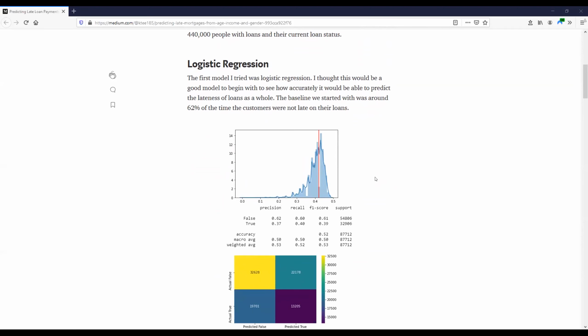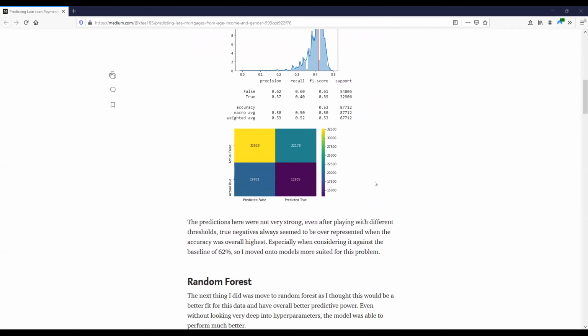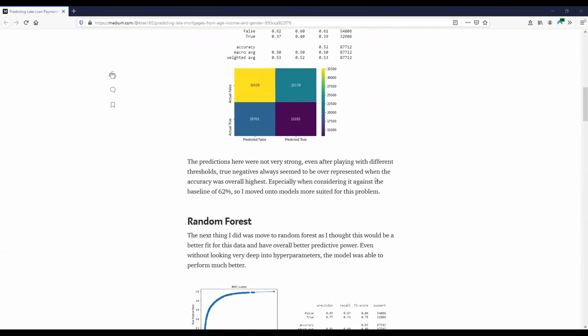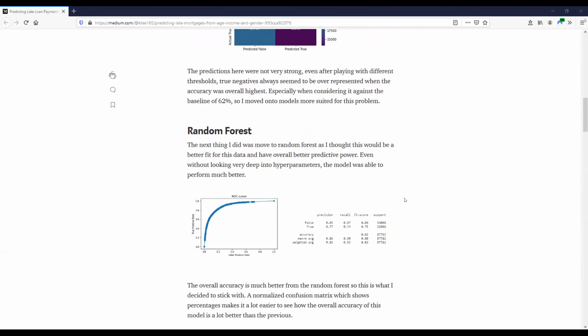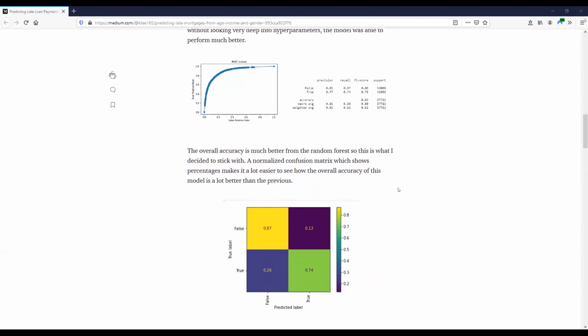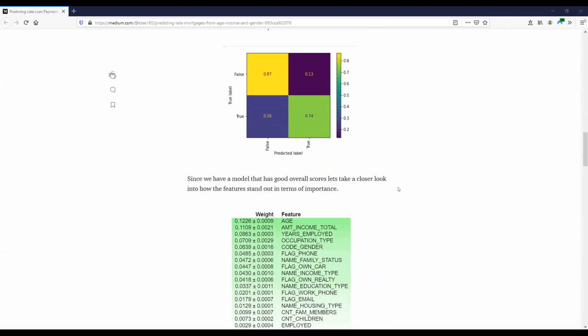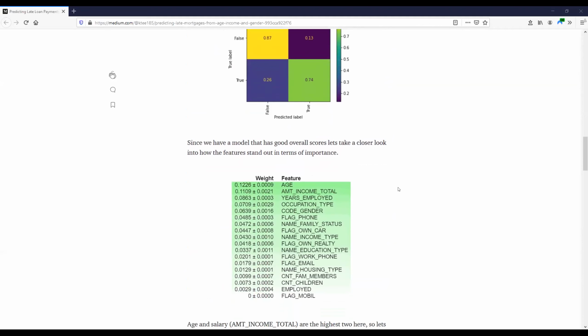That wasn't very accurate, so I pretty much just moved on to this random forest, which was a lot more predictive. It had better false positives, true positives, true negatives. Everything was much better from that. So I moved to this. You could see the features, which are age and amount of income, which is salary, years employed is high, gender is high.